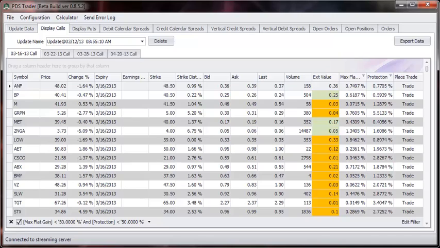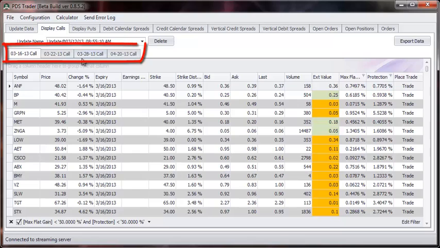As you can see, this is a very simple, easy to read application. Starting with the Display Calls tab, which we use for covered calls, you can select which expirations you want to view, then start looking for opportunities. The expirations currently showing are the 316, the 322, 328, and the 420s calls. Let's look at the 316 calls.